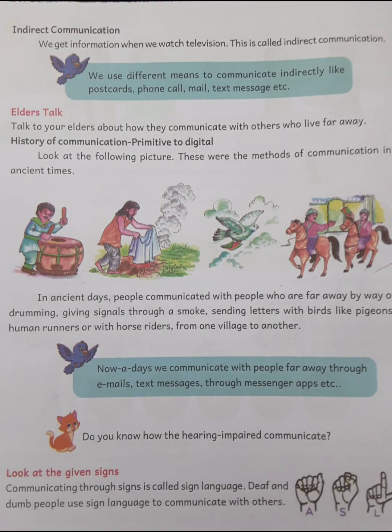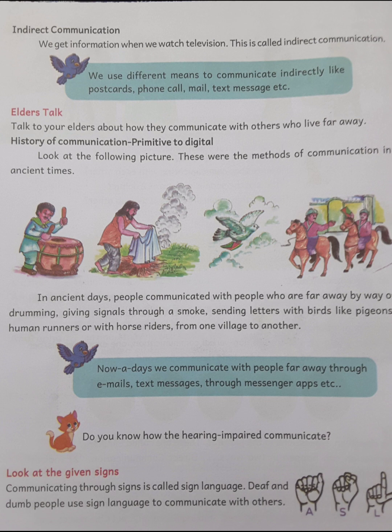Indirect communication. We get information when we watch television. This is called indirect communication. We use different means to communicate indirectly like postcards, phone calls, mail, text messages, etc. Elders talk. Talk to your elders about how they communicate with others who live far away.